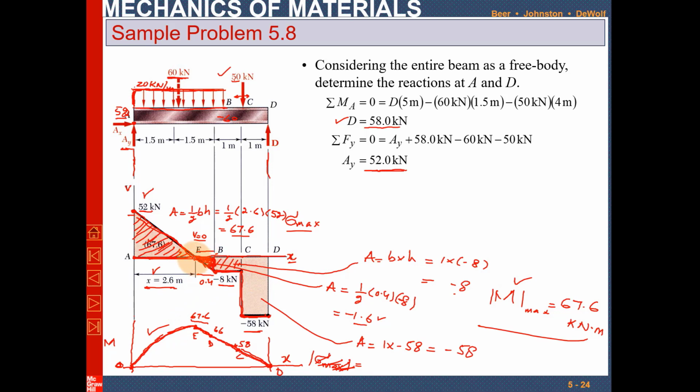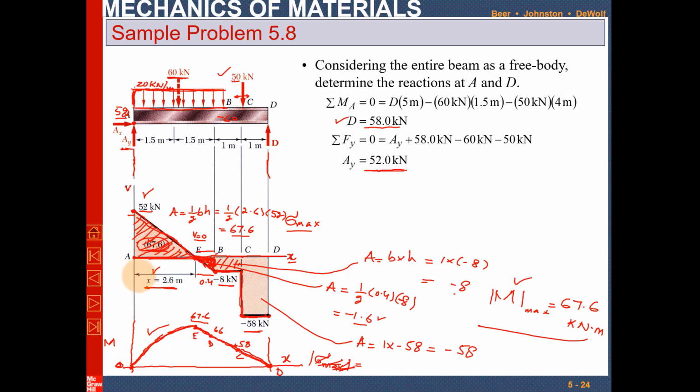The second method is that you can easily find out that at this point shear force is 0. So the maximum bending moment will be at this point. Clear? Which is x equal to 2.6. And the area under this shear force diagram is the bending moment, which is 67.6. Again, you have found here it is 66, it is less, and again it is less. So 67.6 is the maximum, and you can find out the maximum bending moment from here.